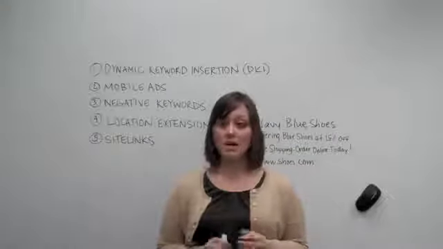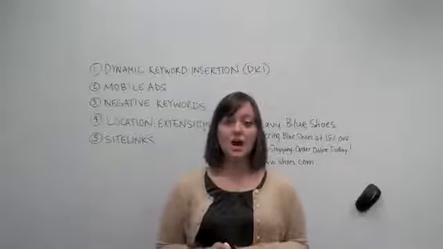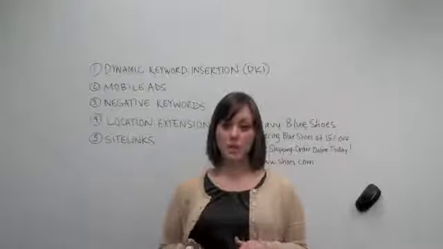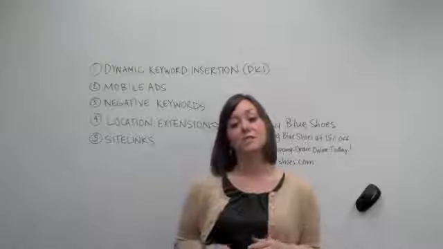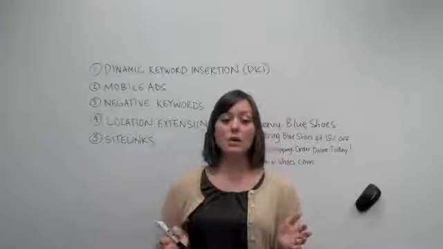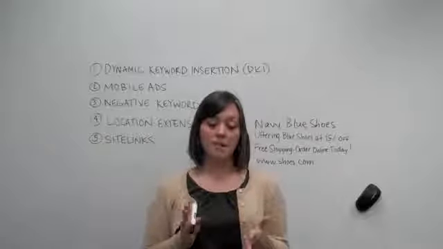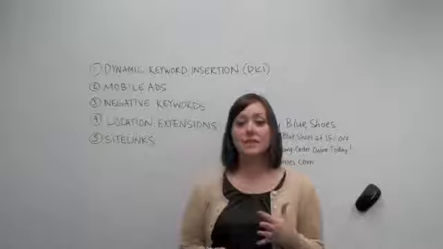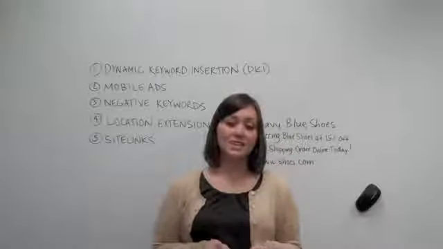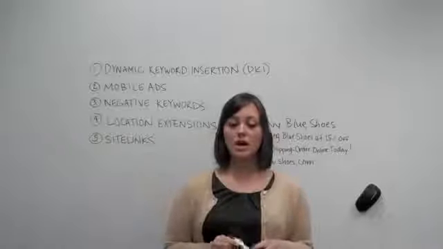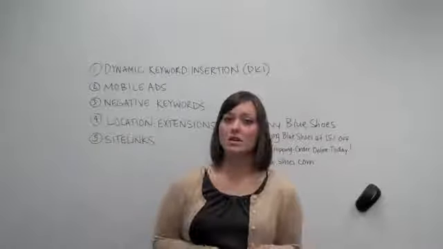AdWords makes advertising on mobile phones really easy. All you have to do is go to the Settings tab and opt to show your ads to users on mobile devices with full browsers. You can be as general as all mobile phones, or you can be as specific to a certain brand of phone or a certain carrier. So testing different mobile ad groups and keywords and ad copy that are really targeted to mobile users is a really great way to be a part of the mobile marketing trend.